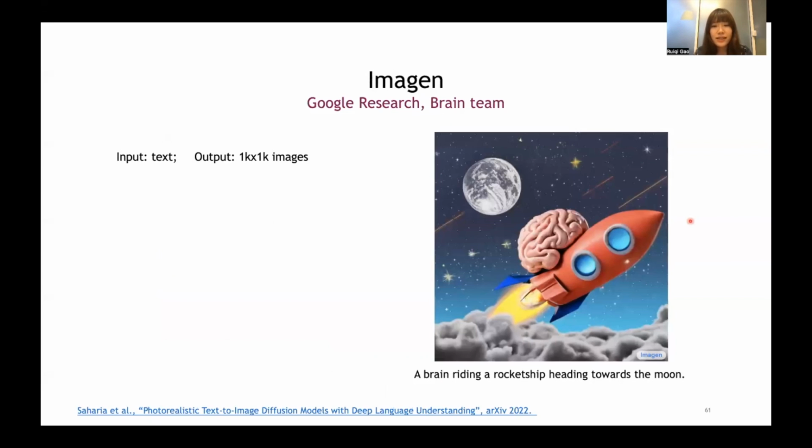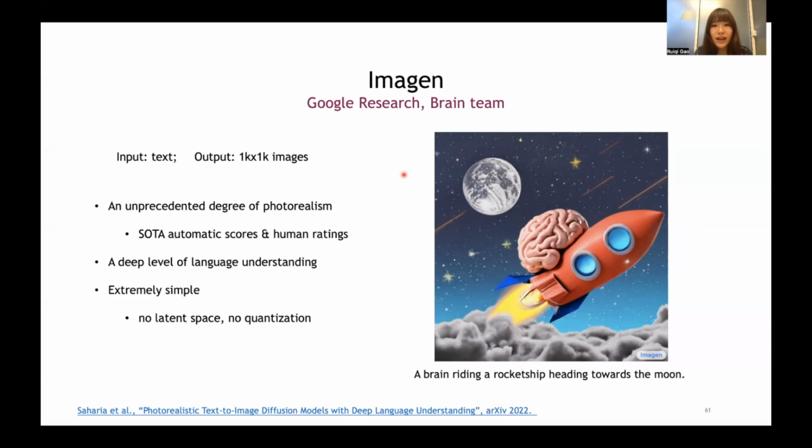And the last text-to-image diffusion model I want to talk about is this Imagen model by the Google Brain team. Again, the task is the same as DALL-E 2. We are given some text prompt as the input, and we are trying to output 1K by 1K images aligned with the input text. And the highlights of the Imagen model are as follows.